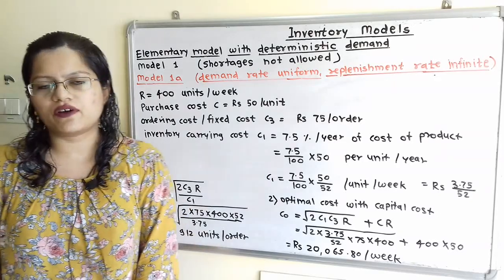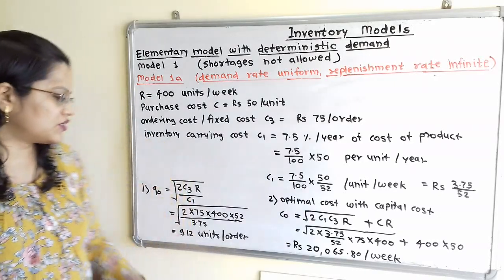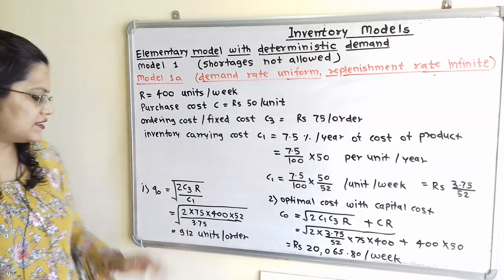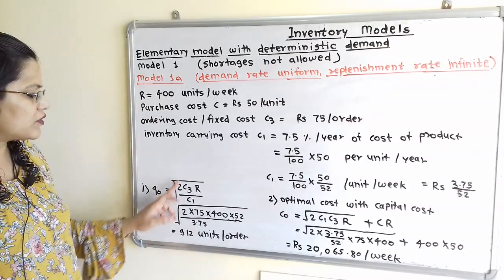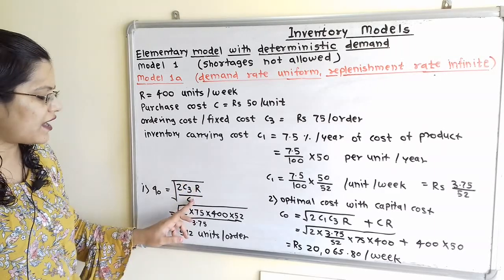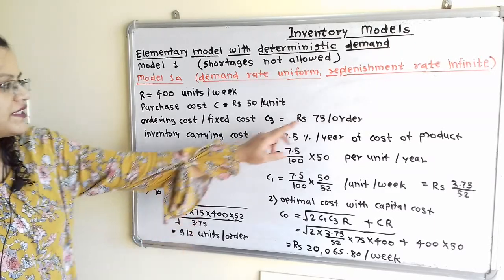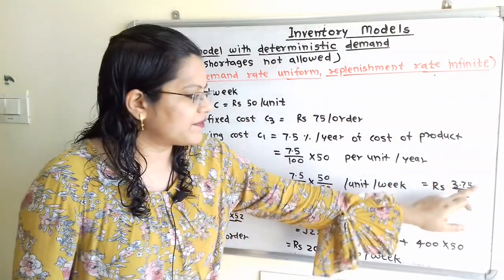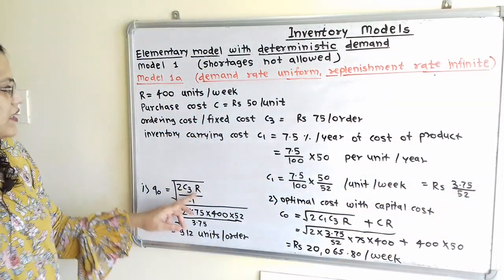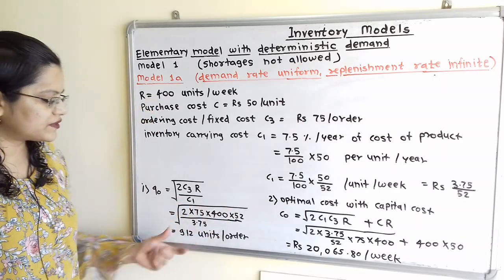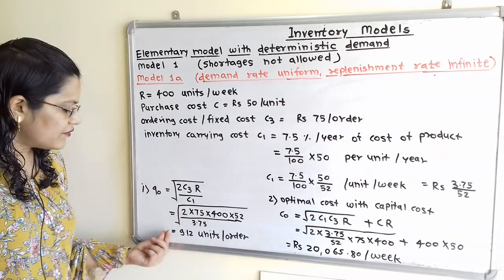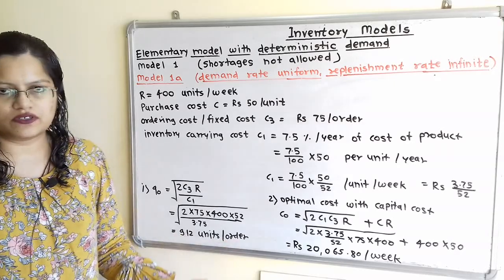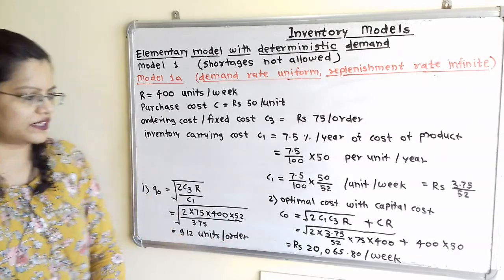Now we will move to the first question. The first question is to calculate the optimal lot size, that is Q0, which is equal to the square root of 2 C3 R by C1. So C3 is 75, C1 is 3.75 divided by 52, then R is 400. If we simply put the values and calculate, we will get 912 units per order. So this is the optimal lot size.